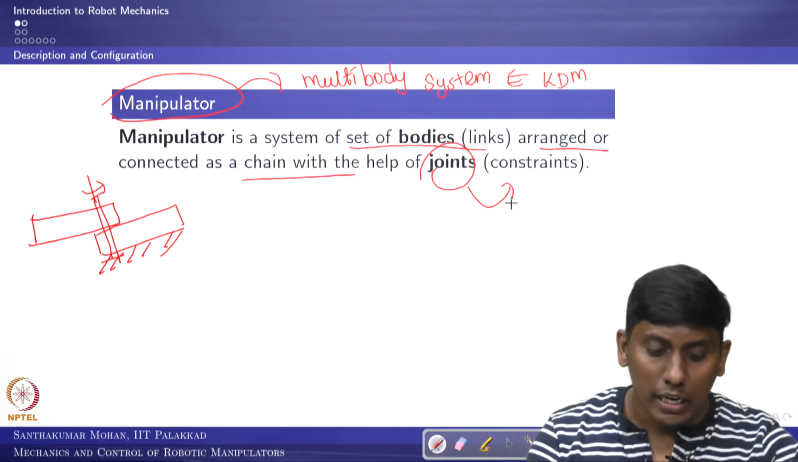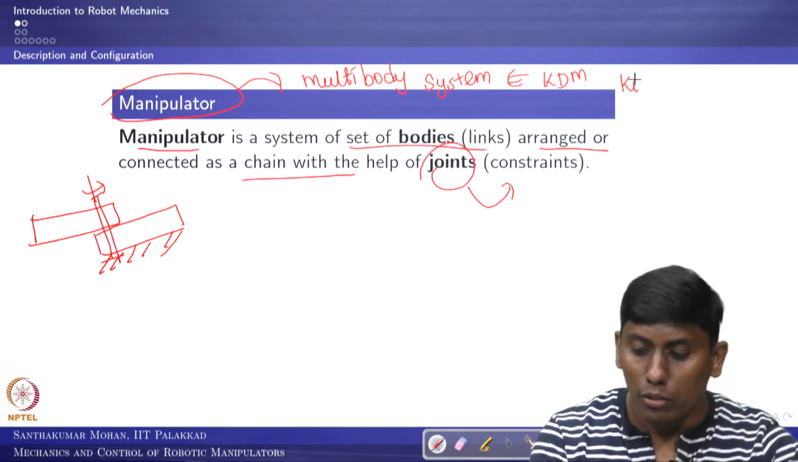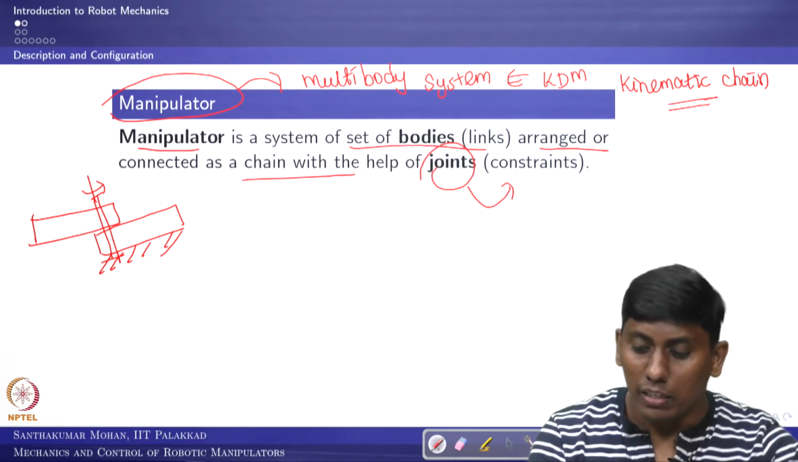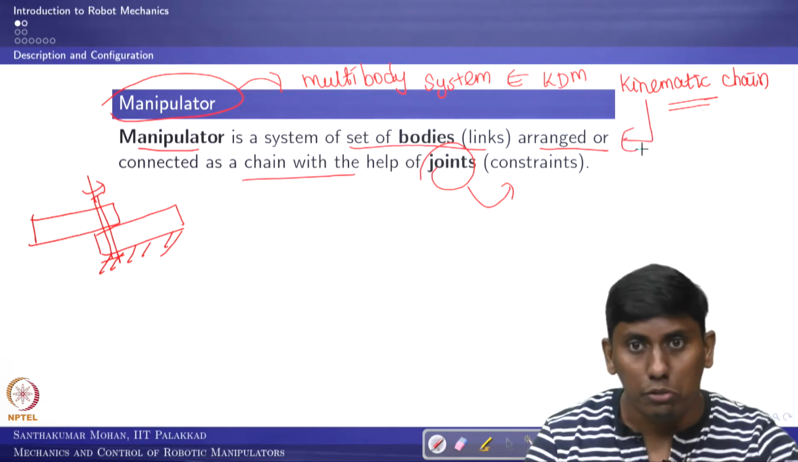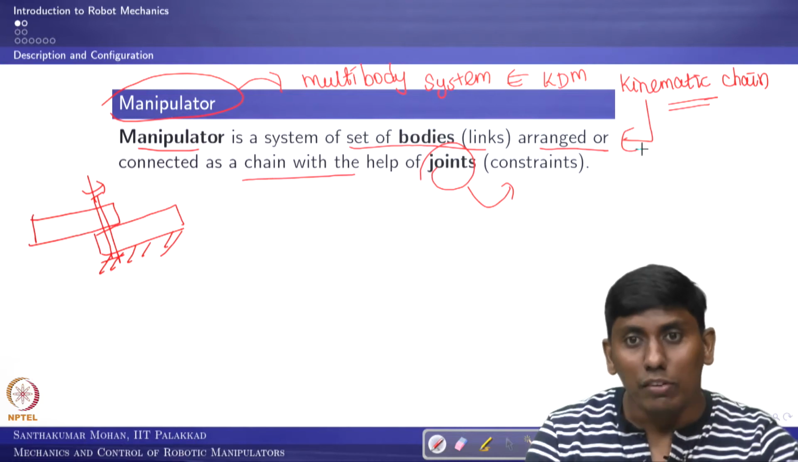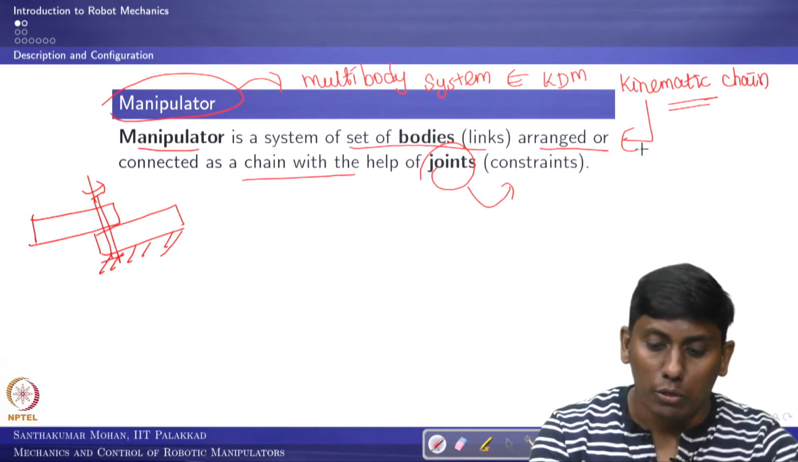So this is the basic idea. Now you know a manipulator is very simple. It is very similar to what you have studied as a kinematic chain in your kinematics and dynamics of machines course. Here there are multiple bodies, there also multiple bodies, and here multiple degrees of freedom will come, and we will see how that can be further enhanced. That is what we are going to see.